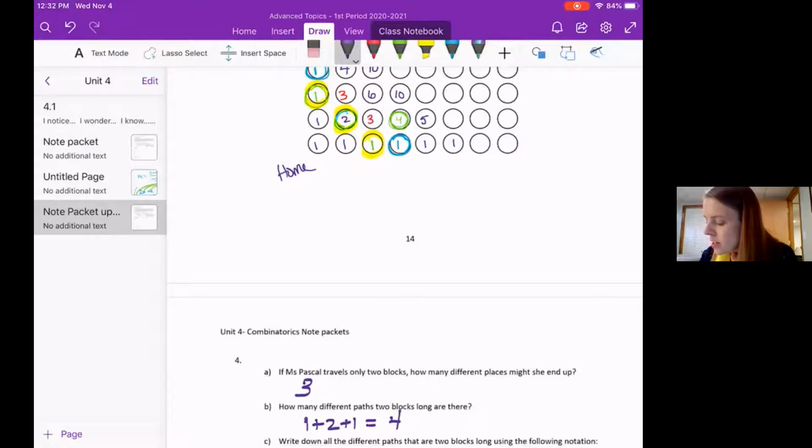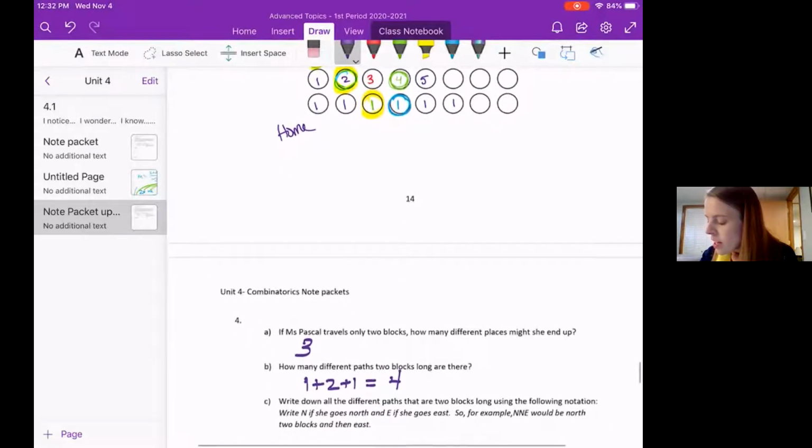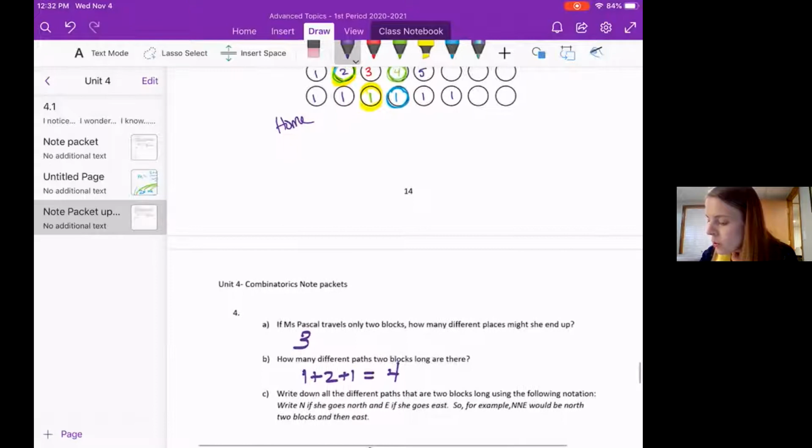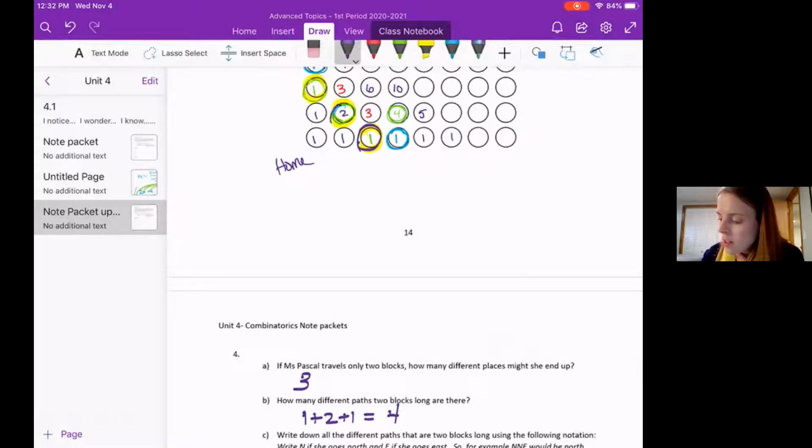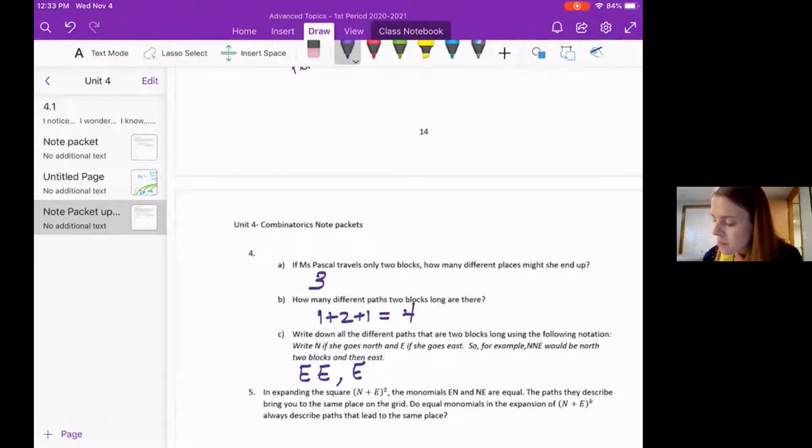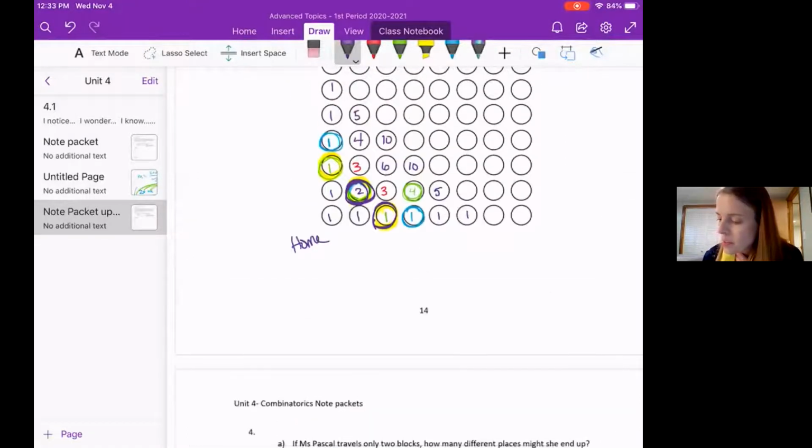Question C says, write down all the different paths that she's able to go. So in order to reach this location, she would go 2 blocks east. So that could be E, E. If she was going to reach this location, she would go east and north, or she could go north and then east. The last possibility up here, she would go 2 blocks north.